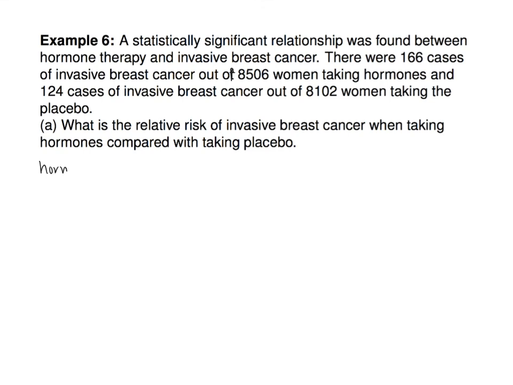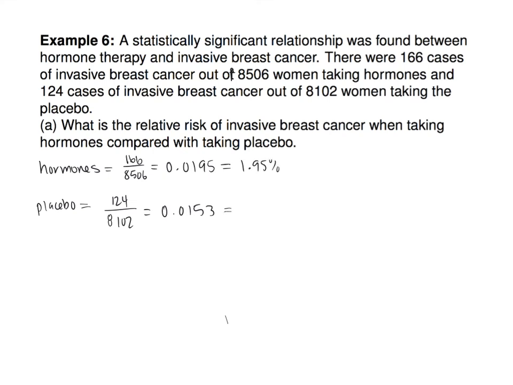So for hormones, there were 166 women who had cancer out of 8,506, which is 0.0195. And for the placebo group, we have 124 out of 8,102, which is 0.0153. So that's 1.95% versus 1.53%. I mean, that doesn't seem like a huge difference, right?